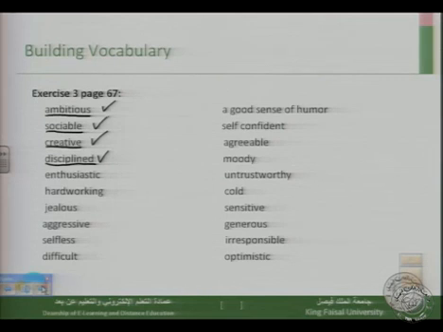The next adjective is enthusiastic. Enthusiastic. This is the adjective. The noun is enthusiasm. What does the word enthusiastic mean? It means someone who is very interested or excited about something.